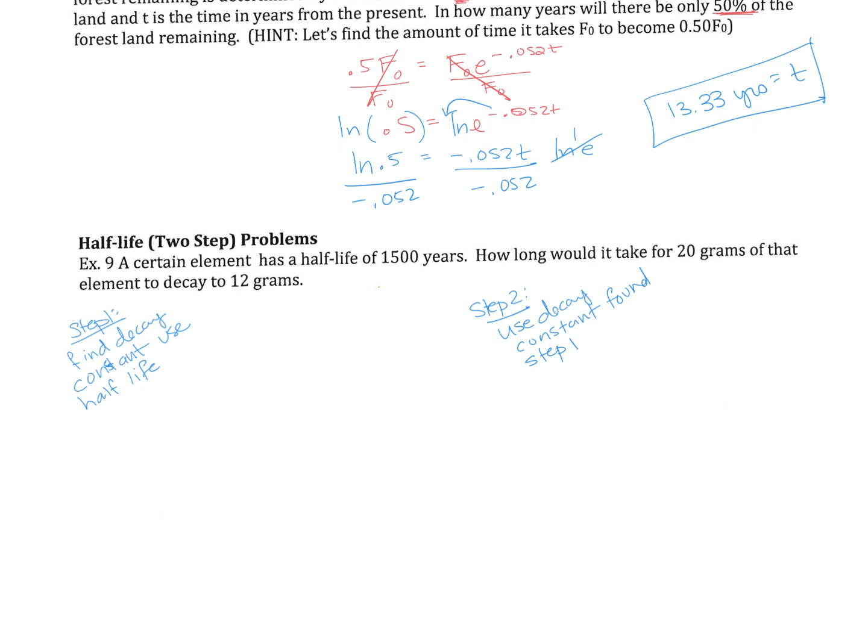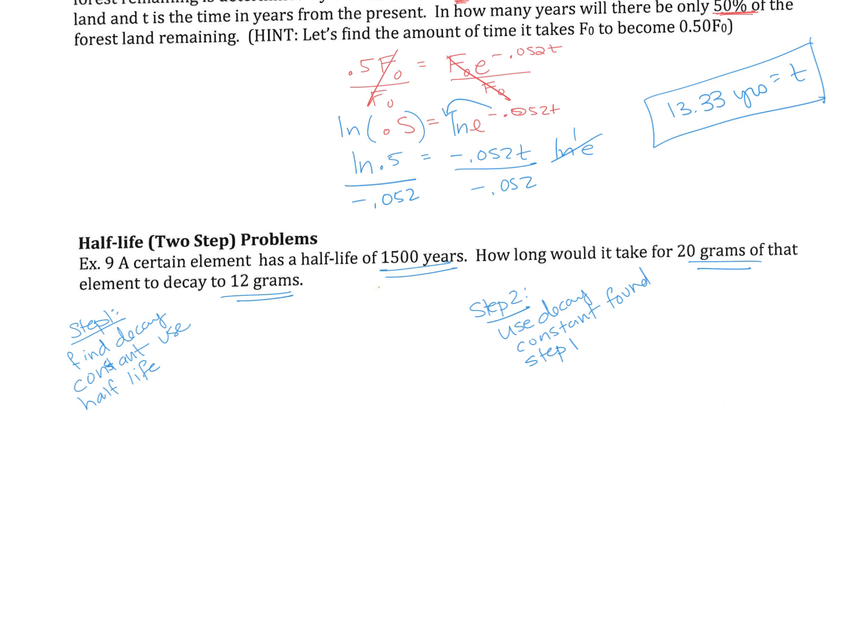A certain element has a half-life of 1,500 years. So it decays to half the amount in 1,500 years. However much you start with, you're going to have half that amount in 1,500 years. So how long will it take 20 grams to decay to 12 grams? One of the ways to do this is to find that rate. How is this decaying? If we think about the half-life, you could start with a 0.5.